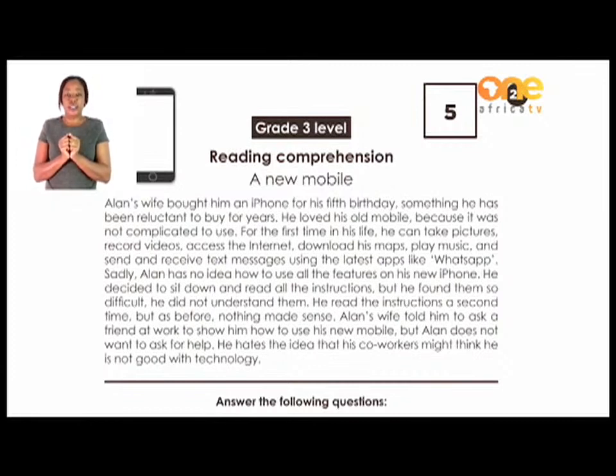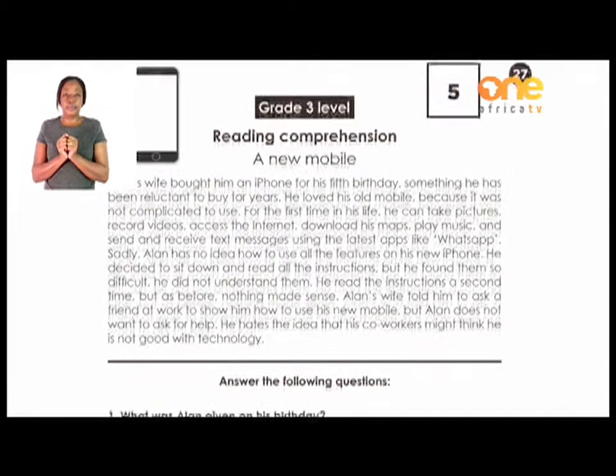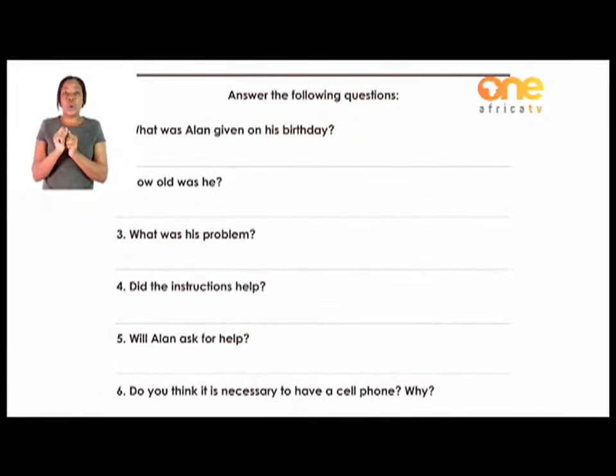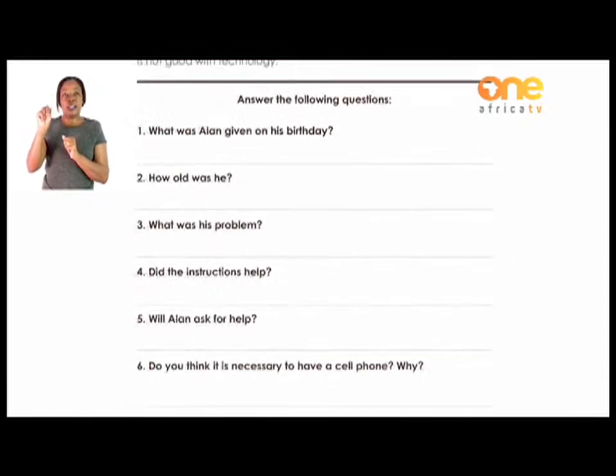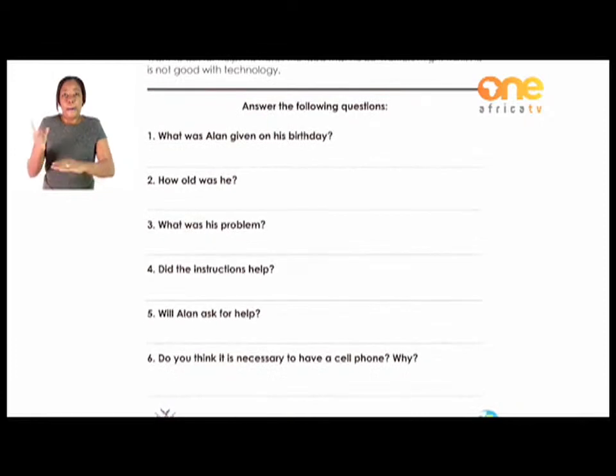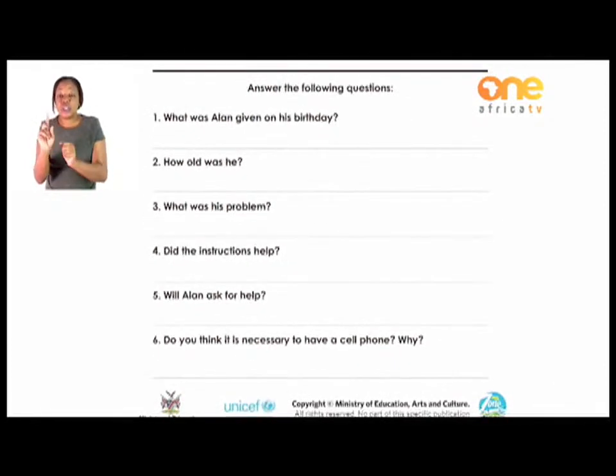Now let's answer the questions. The first question says, what was Alan given on his birthday? What was he given? You just have to go back to your passage again if you have forgotten what you have read. Read it again. Number 2, how old was he? It's also in the passage. Don't scratch your head. Just go back to the passage. Read it again. Number 3, what was his problem? Read it again. Number 4, did the instructions help? Read it again. You will get the answers in the passage. Number 5, will Alan ask for help?